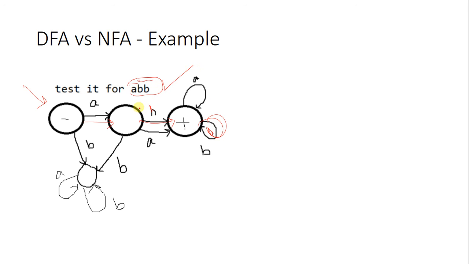But if I choose the other path, that for this A I come here, then I don't take this free ride of the null transition, but rather I stay here, and then for the next B I move to this state, and for the next B I stay here. So this same string is rejected. Due to this null transition, I feel confused choosing the right path, so this is an NFA. So this is the difference between DFA and NFA.